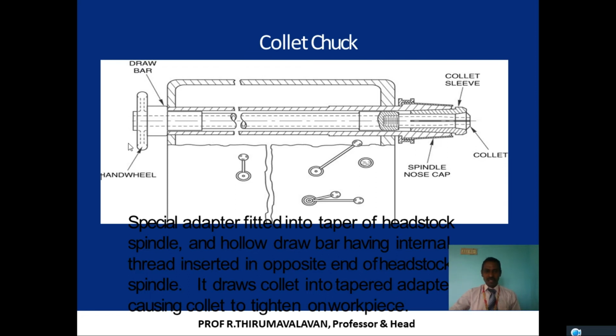Then if you rotate this hand wheel, it pushes this side. Once you push, the collet will come out easily. Next, if you want to fix a workpiece, we can just press it, then hold the workpiece, and it will tighten automatically. We grip the workpiece, and for that purpose we are using the collet chucks.